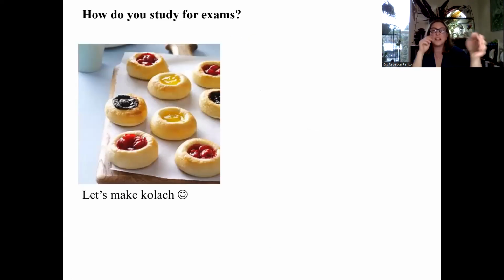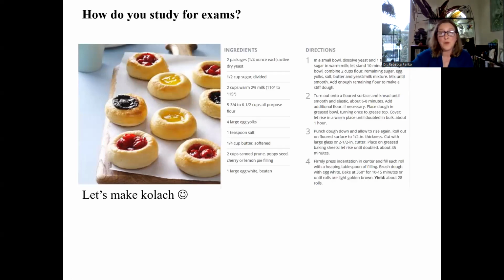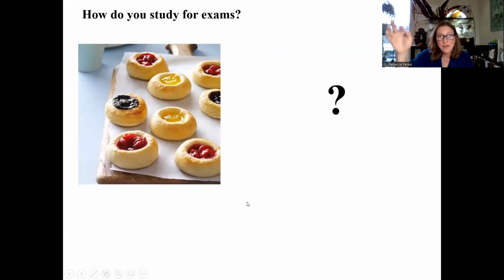Let's use an example. Let's make collage. Maybe you've heard of collage before, maybe you haven't. Collage is something that my grandma used to make. I think it's delicious. Okay, here you go. Here are the instructions, here are the ingredients. I tell you, you're going to make me collage later today, right? So I give you this, and you sit and stare at it for some time, 10 minutes, 20 minutes, and you just stare at it. Then I take it away from you.